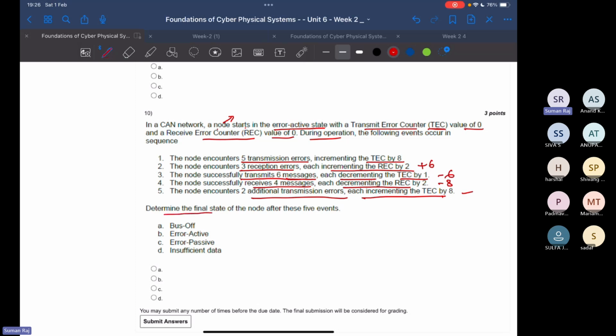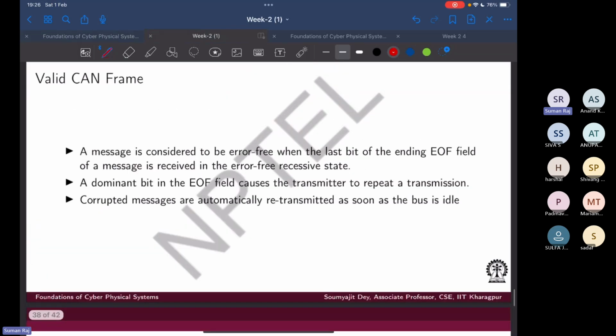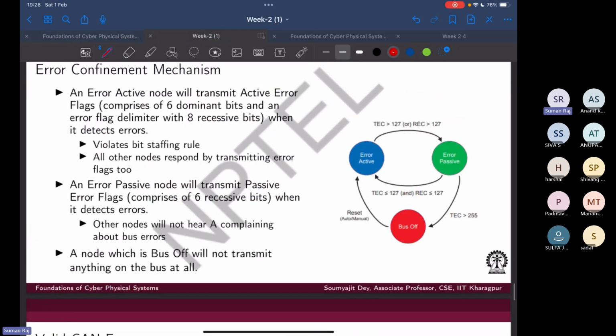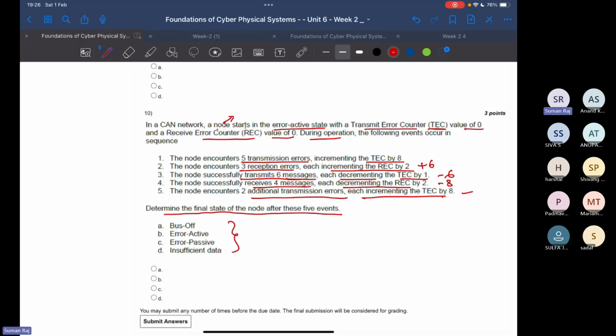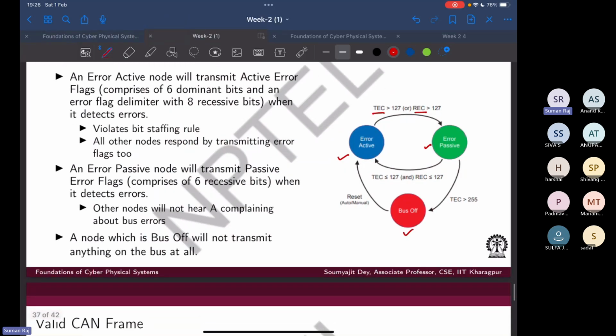So you have to determine the final state of the node after these 5 events. And this is actually based on this cycle that was explained. Okay, so you have to check error active, error passive, or bus off. Okay, so depending on what your values of TEC and REC are, you do this. Let me just take the screenshot and put it over there so that you know what to refer to.